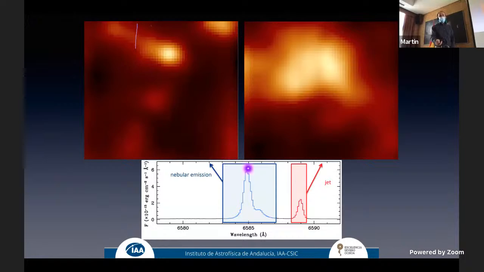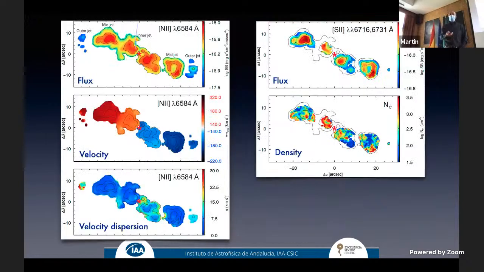So we have the jet, in this particular region, it's to the red, and we can make an image of the jet. And here, this is the emission from the nebula at mostly systemic velocities, and then we have a different image here. So playing this game for the whole field of view, we have made these maps of the emission of the jet in the shell. Here we have the flux and velocity dispersion in the nitrogen 2 line. And we also have the flux in the sulfur 2 lines and the density.